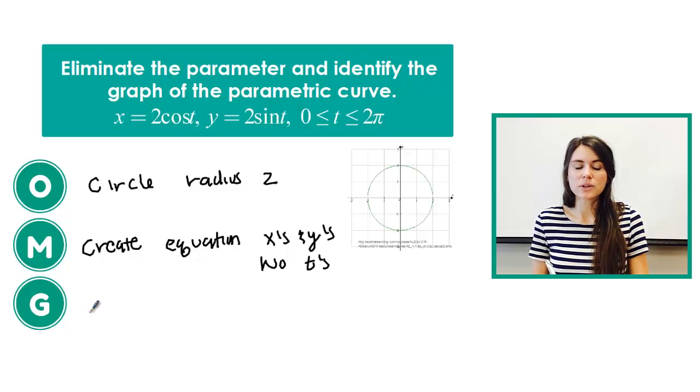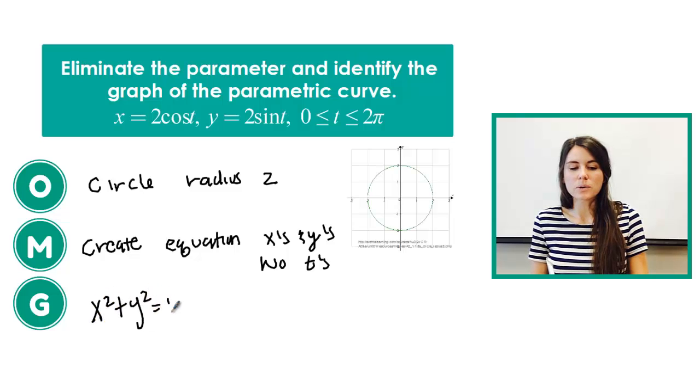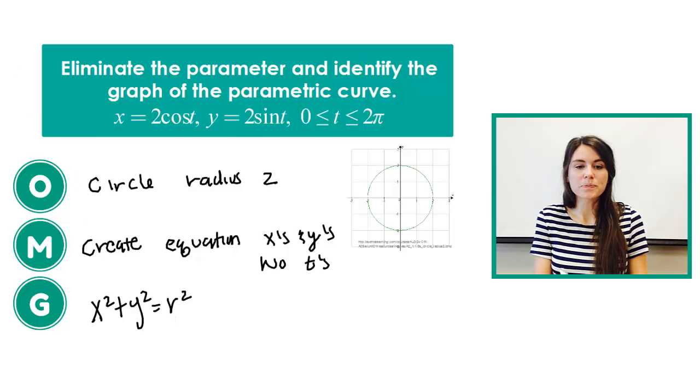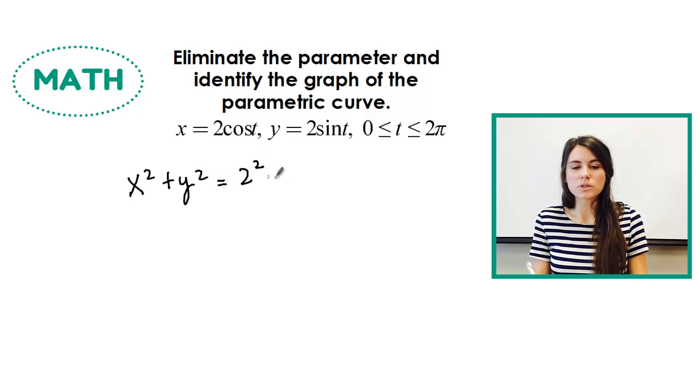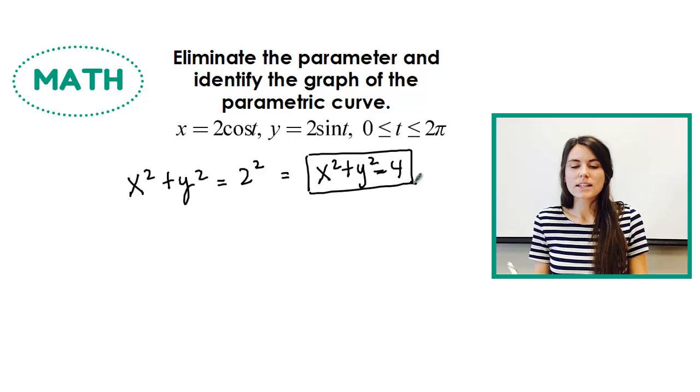And then our game plan for doing this is to use our circle formula, which is x squared plus y squared equals r squared. So if we look at this equation, it's going to be x squared plus y squared equals, and our radius was 2, so 2 squared, so this equation would be x squared plus y squared equals 4. Now that probably seems really easy and simple because we had a circle.